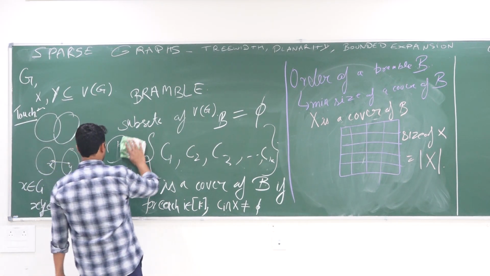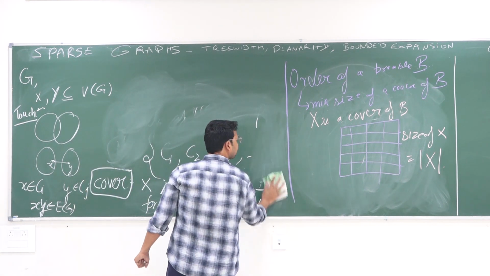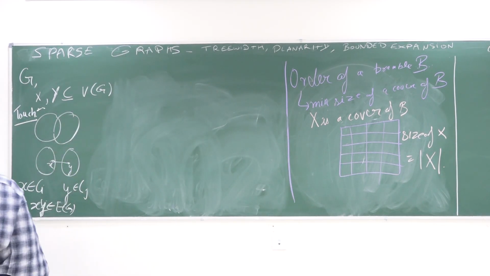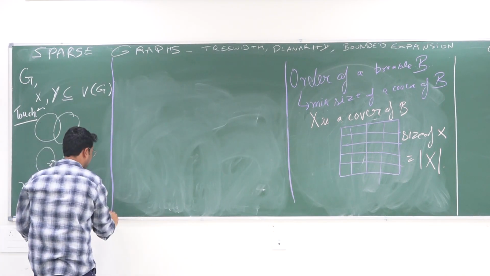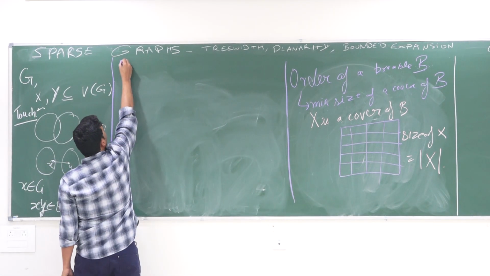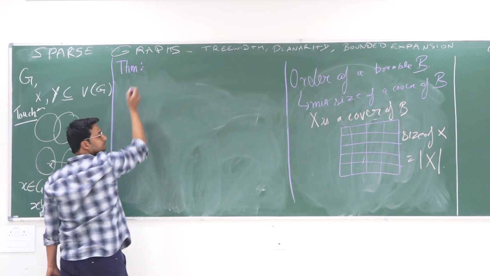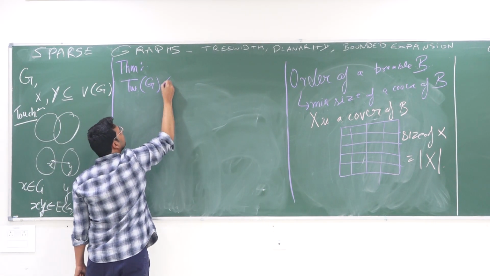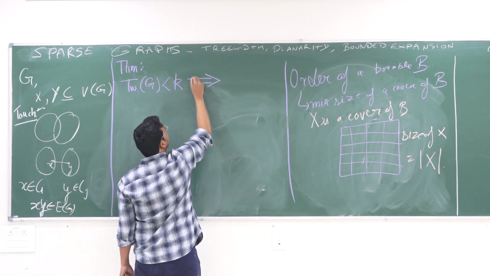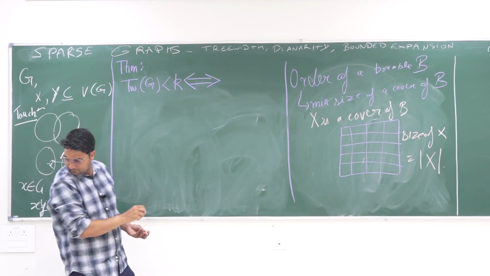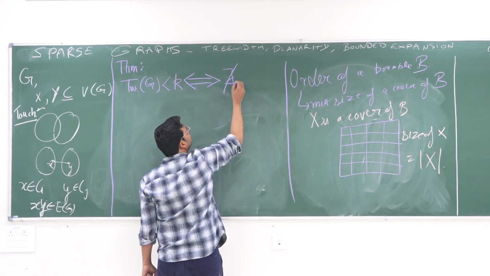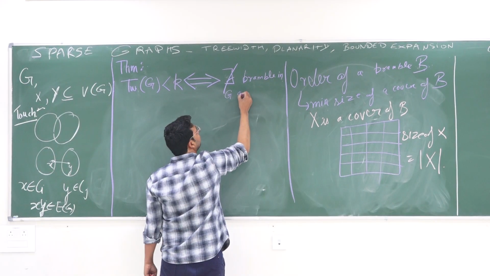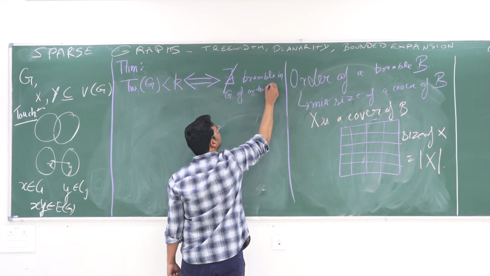Okay, I am going to remove the definition of Bramble for now. Now the theorem that we will be looking at today is: the treewidth of my graph G is less than K if and only if there is no Bramble in G of order greater than K.